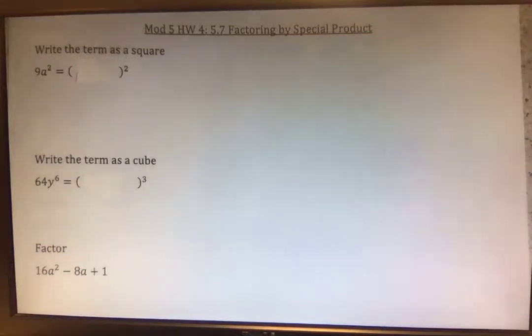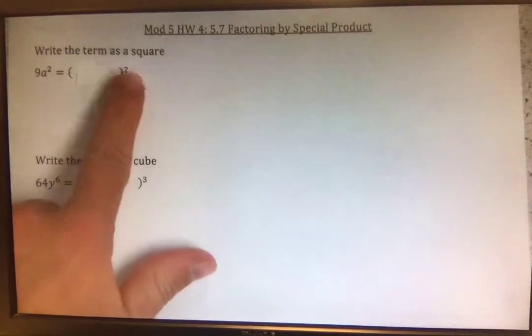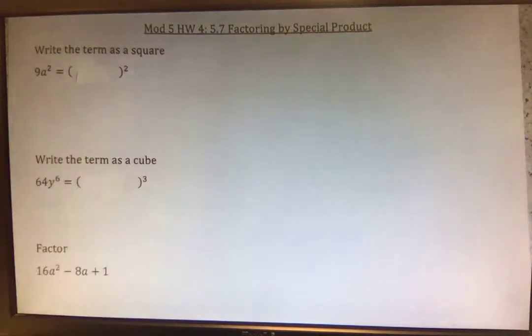Alright, this video is going to cover Module 5, Homework 4, which is factoring special cases, as factoring by special product. So the first question asks us to write the term as a square. So we want to rewrite 9a squared as something squared. So something times itself to give us 9a squared.